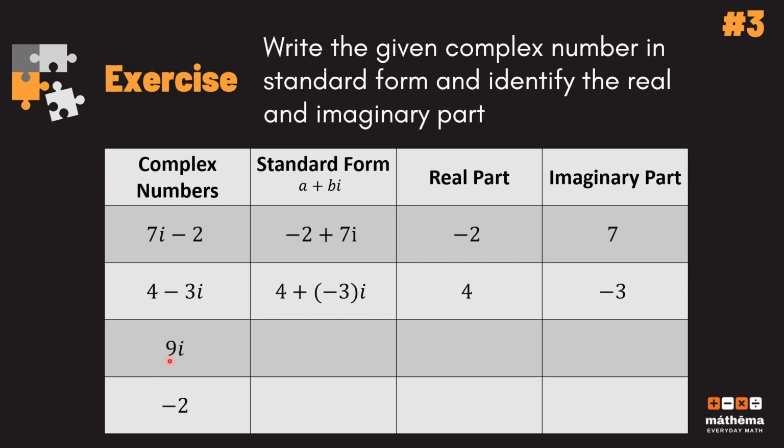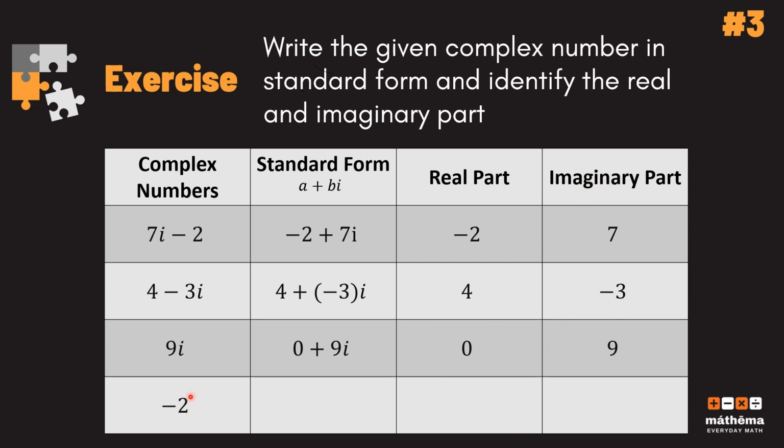Next example, 9i. So again, standard form is a plus bi. So actually, we don't have a real part here. So we will write 0 plus 9i. And then the real part will be, of course, 0. The imaginary part will be 9.